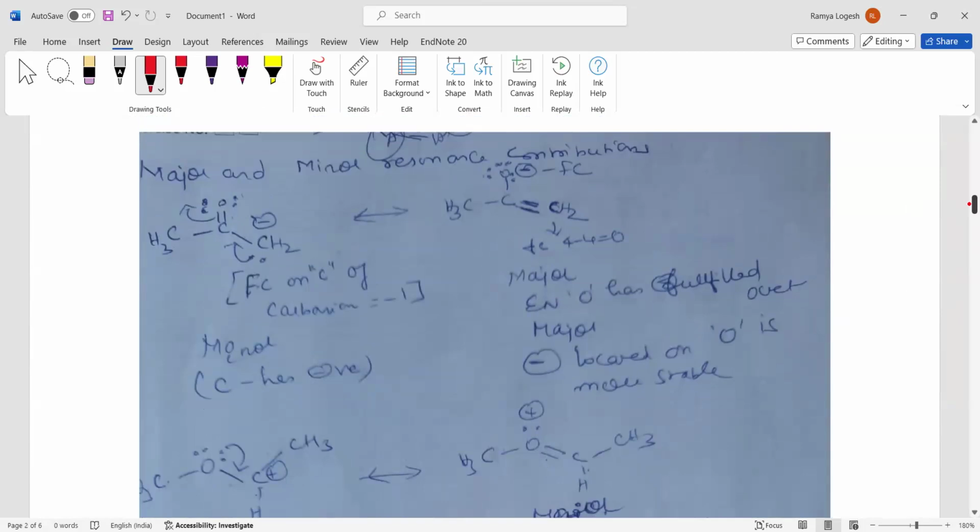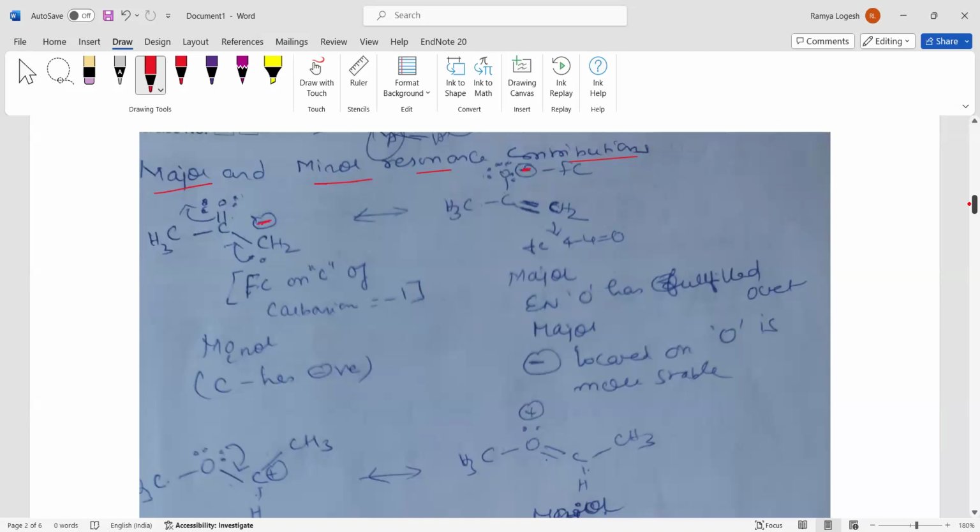Okay, thank you. Going for major and minor resonance contributions. They'll be giving you which structure contributes majorly to a molecule and which contributes minorly to a molecule. So you have two resonance structures here. What are resonance structures? Resonance structures are what I get when I start shifting my pi electronic cloud. Here I have one negative.